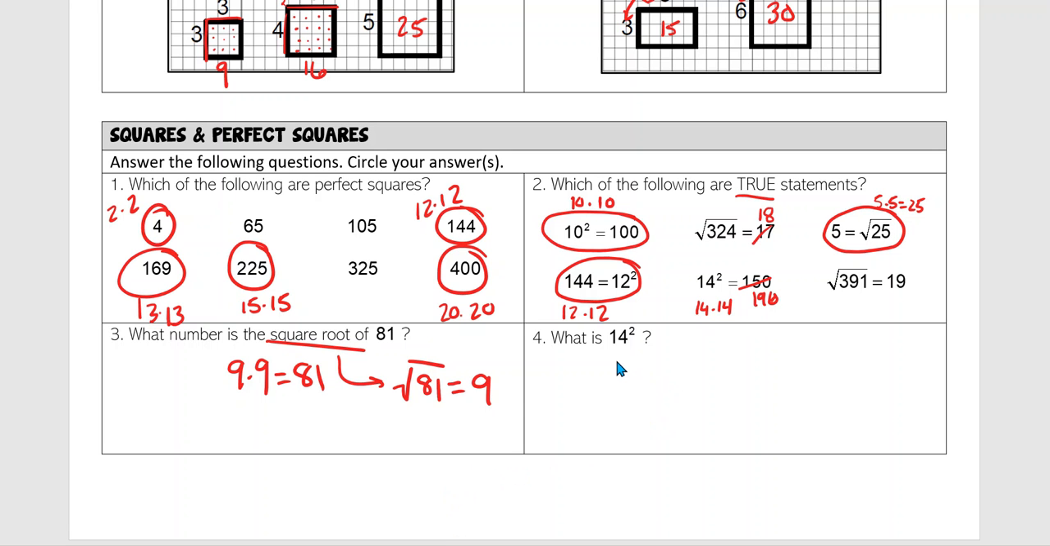And our last one, what is 14 squared? So in other words, when I do 14 times 14, what do I get? Well, when we multiply 14 by itself, 14 times 14, we get 196. So again, these can be tricky. It's a lot of information up front, but if you spend some time studying and practicing each day, this will get a whole lot easier.